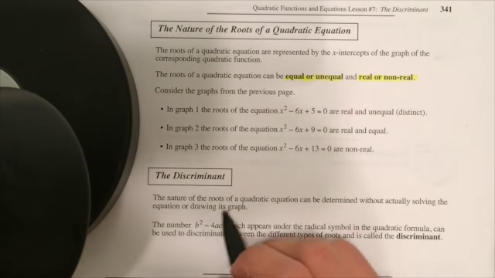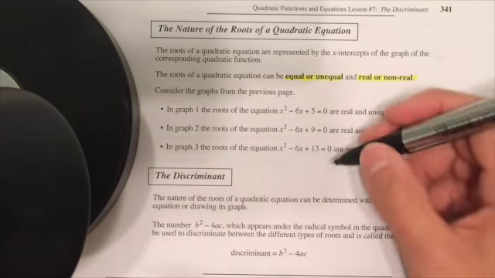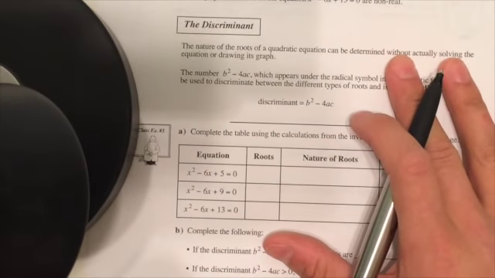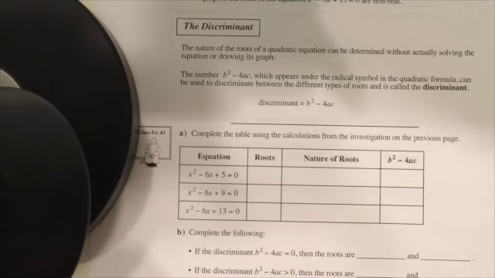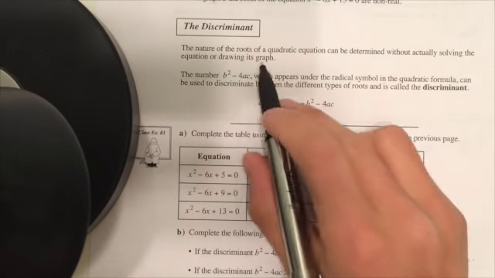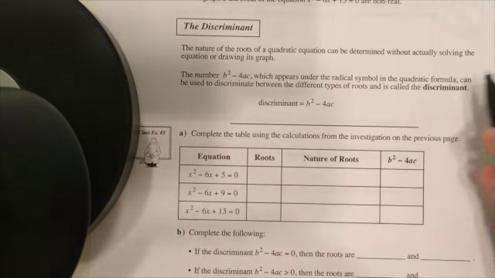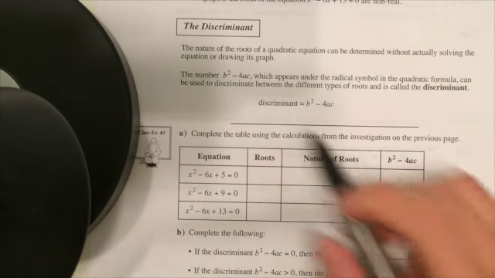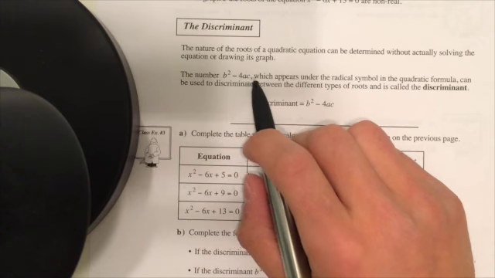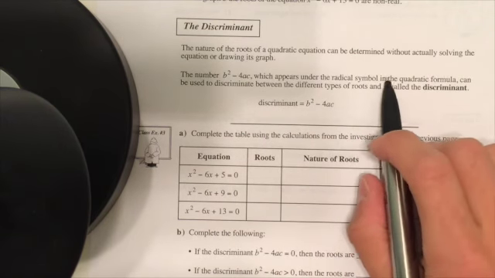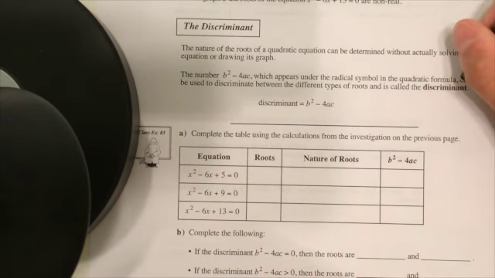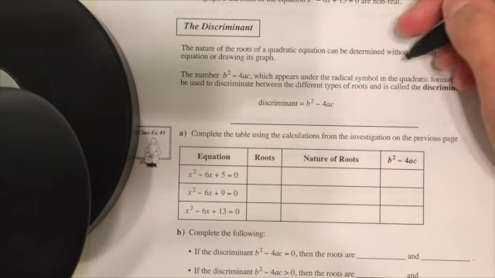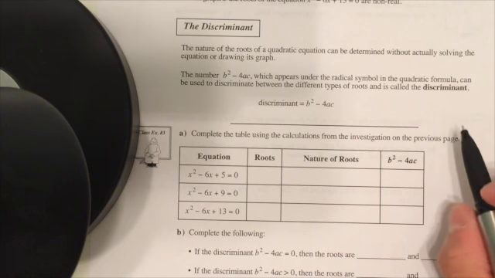And so the nature, and this is where we get to the discriminant. Okay, so this is the only time I'm going to let you guys discriminate in math. And the nature of roots of a quadratic equation can be determined without actually solving the equation or drawing its graph. The number b squared minus 4ac, which appears under the radical symbol in the quadratic formula, can be used to discriminate between the different types of roots. And so this is called the discriminant.